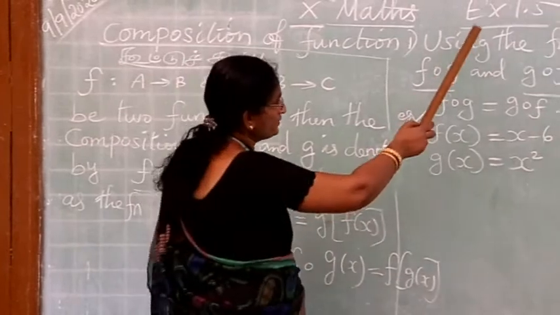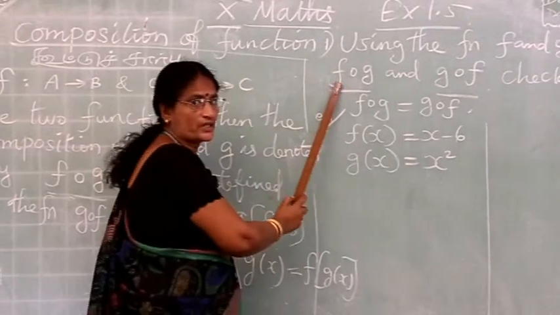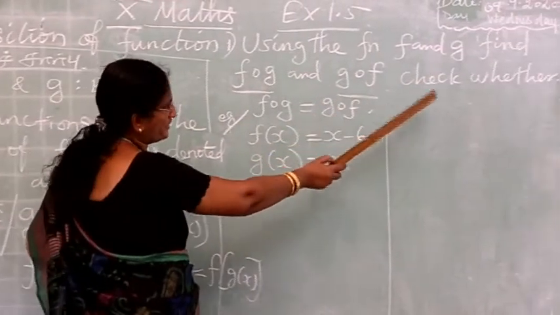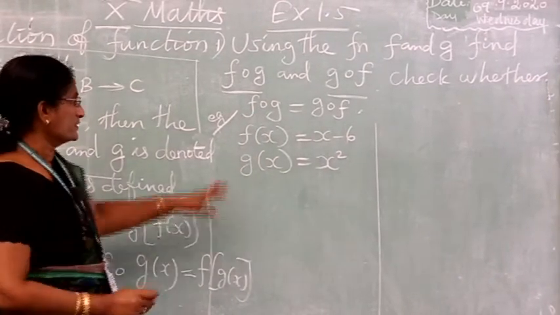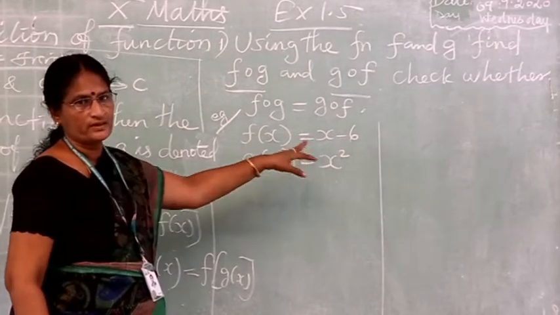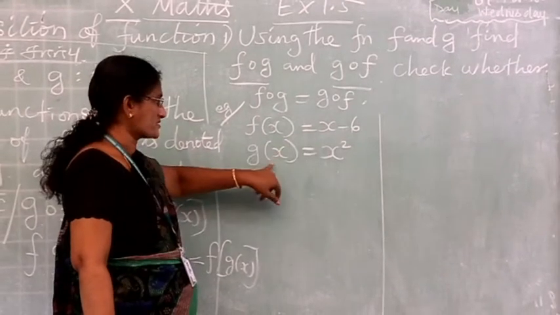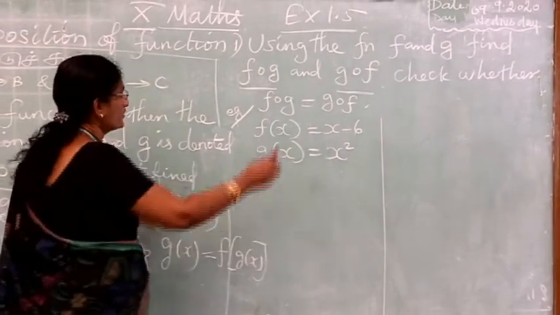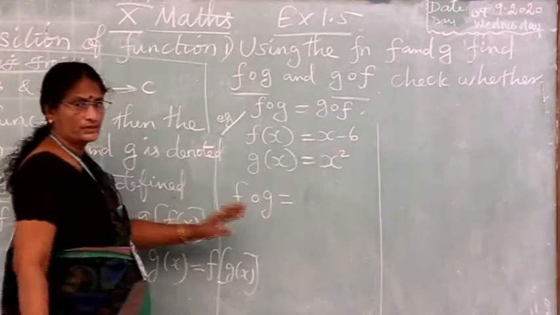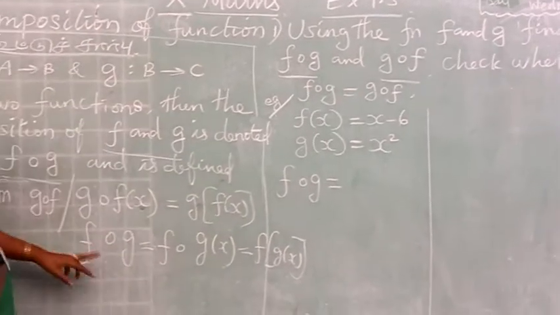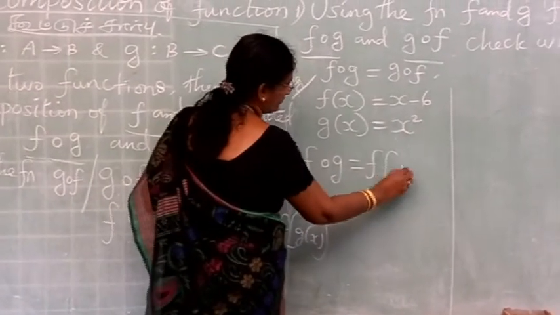In exercise 1.5, using the functions f and g, find f dot g and g dot f and check whether f dot g is equal to g dot f. Now f of x is given, g of x is also given. f of x is equal to x minus 6, g of x is equal to x square. So now we are going to find f dot g. So f dot g, how can we write? f of g of x, okay? f of g of x.